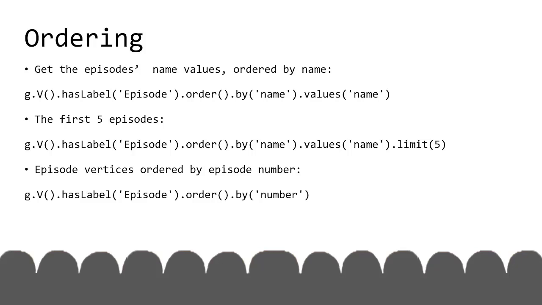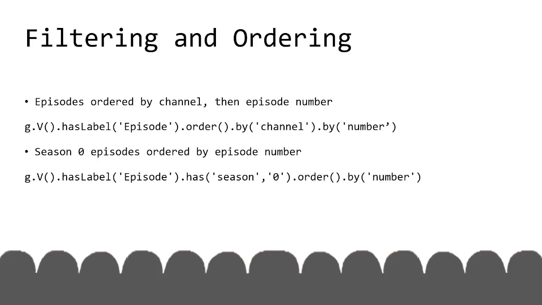If you want to order by episode number, we could do g.v.hasLabel episode, order by number. So you have ordering. We have looked at filtering. Now we have filtering and ordering, so you can do things like order by channel, then episode number. What does it look like ordering by multiple fields? The key here is that there are 2 bys after order. It's not order by and then another order by. That would reset the system and be like, okay, we're going to order by channel. No, now we just want to order by number. You do order by channel, by number. Now it's going to order by both of those fields, respectively.